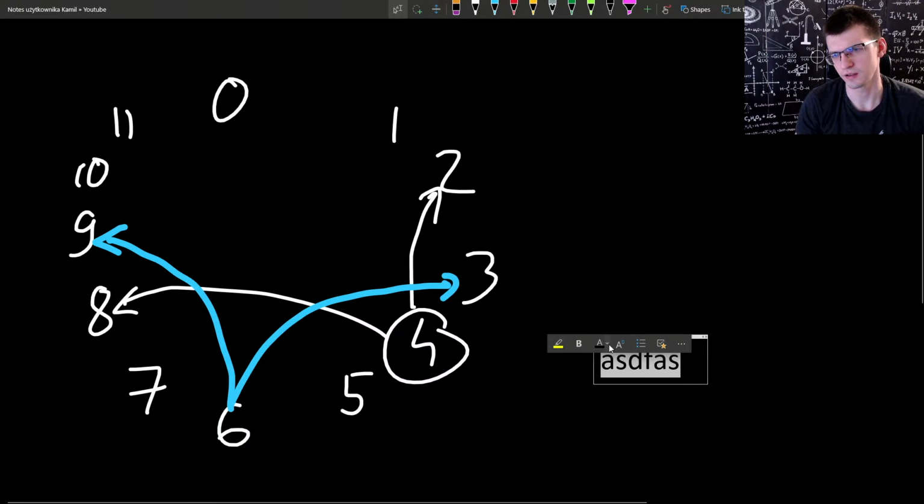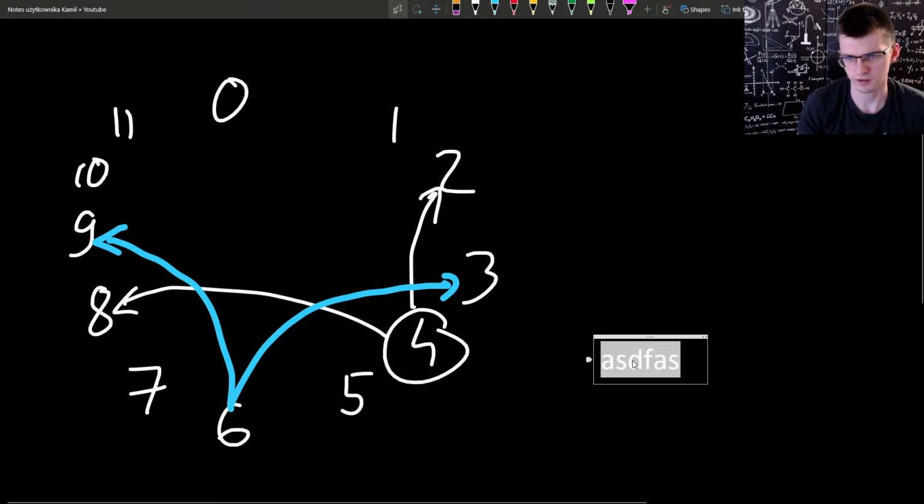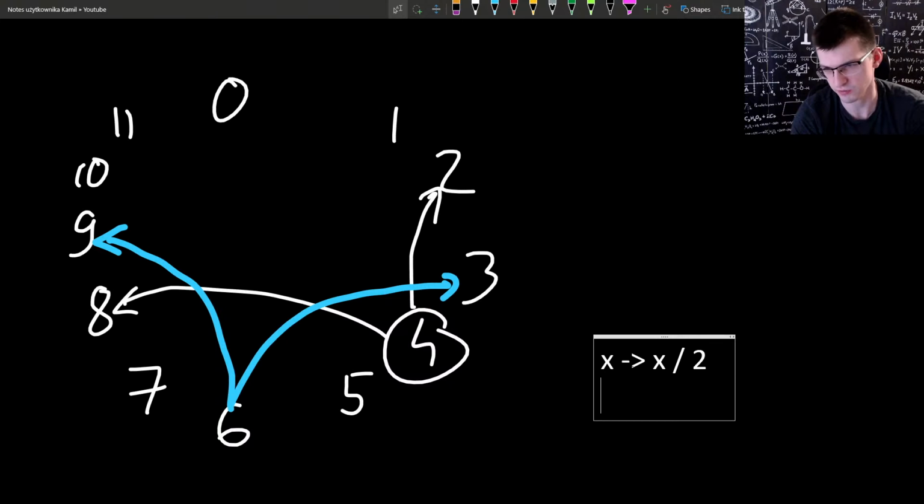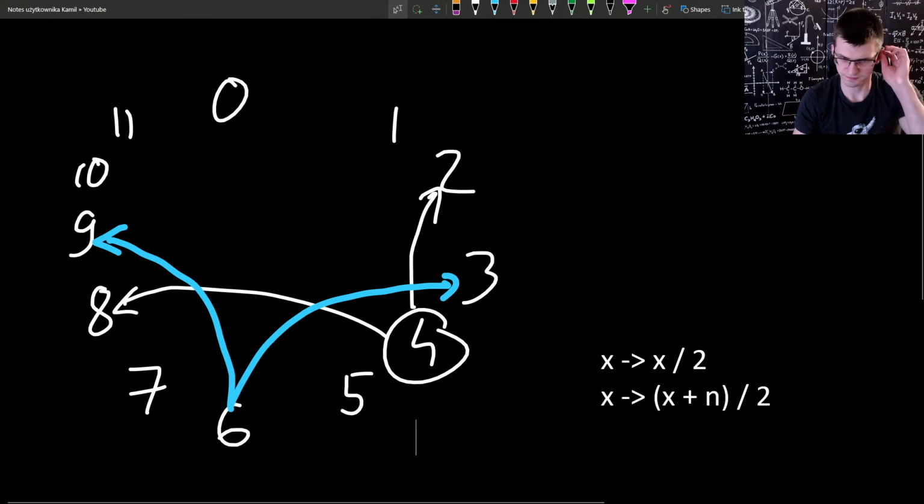Wait, okay. From x, I'm now considering this from x to x over 2, assuming that things are numbered from 0. From x to x plus n over 2. It would look like that. From a vertex, you go to half, or you go to the middle between u and n, or 0. From 10, you would get to 11. Why is it now fast to go between any two numbers?